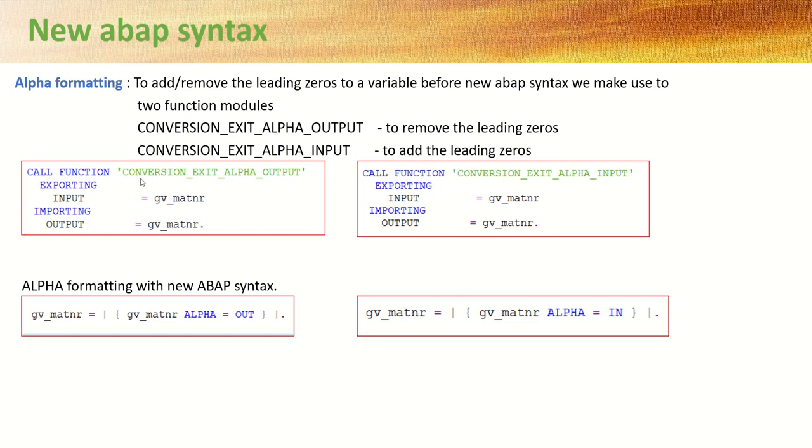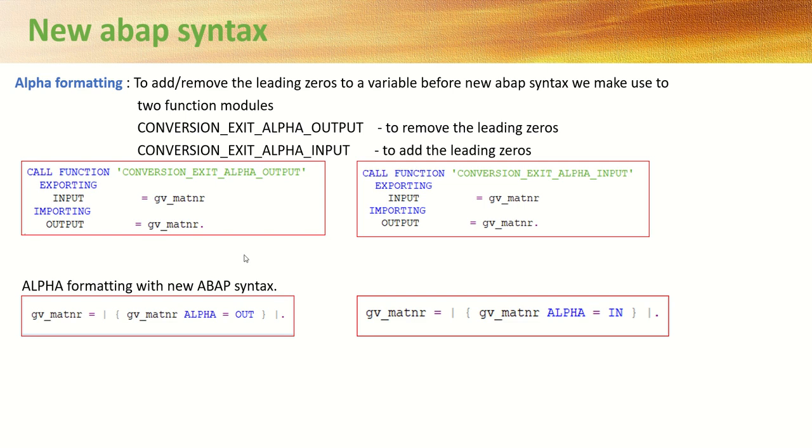To remove the zeros, we use CONVERSION_EXIT_ALPHA_OUTPUT, and we have to pass here the input variable name from which we want to remove the leading zeros, and in the output either we can use the same variable or a different variable. Same is applicable for CONVERSION_EXIT_ALPHA_INPUT. We have to pass one variable in the input. In the output either we can use the same variable or a different variable. Now before 7.4 we make use of this function module.